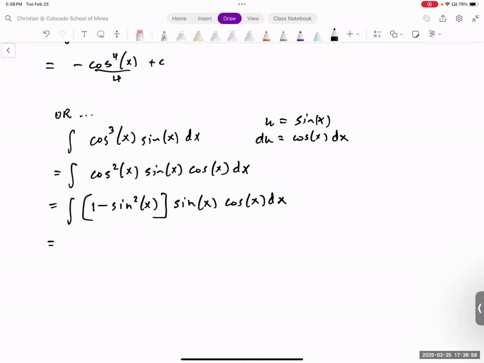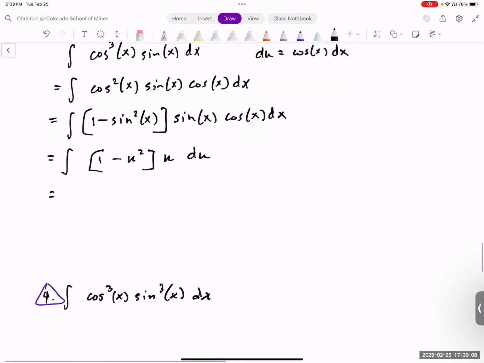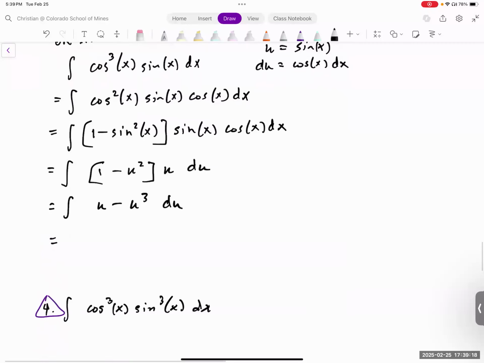and what does our integral turn into? 1 minus u squared, u, and then du. And like before, we distribute the u: u minus u cubed du, integrate, and plug the u back in. u was sine. So we get sine squared x over 2 minus sine to the 4x over 4 plus c.